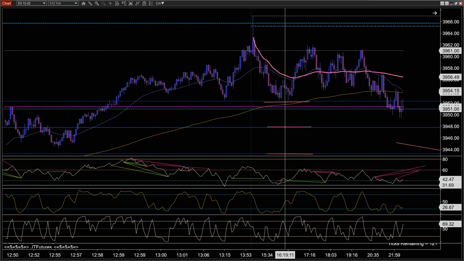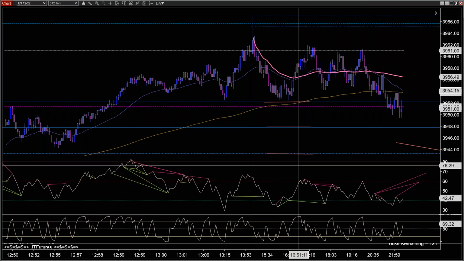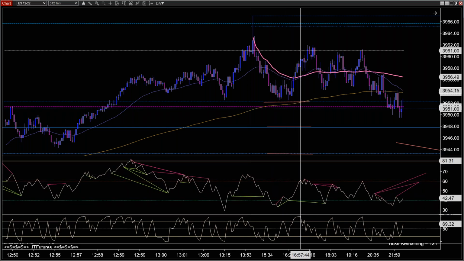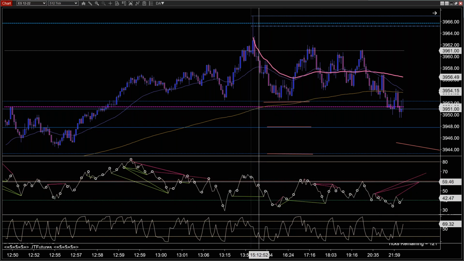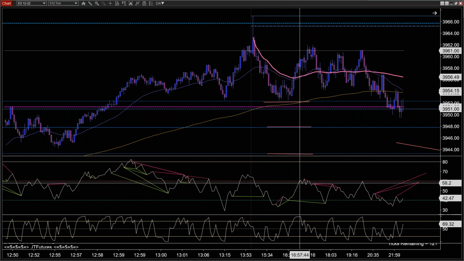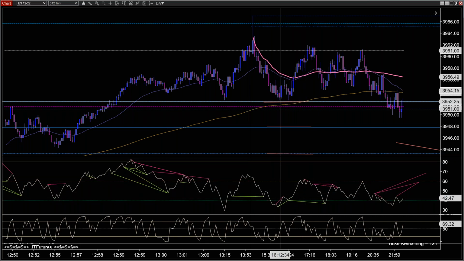If you look down here, I'll go ahead and bring this down. This is my RVI down here. So if you're wondering how I'm getting my divergences, I'm looking down at RVI at the bottom of the screen, and then I'm comparing it with the price.